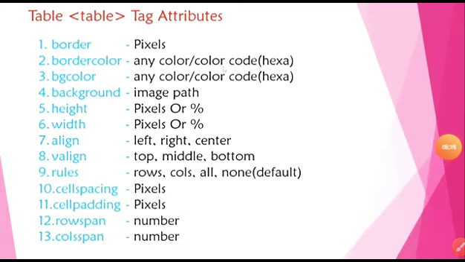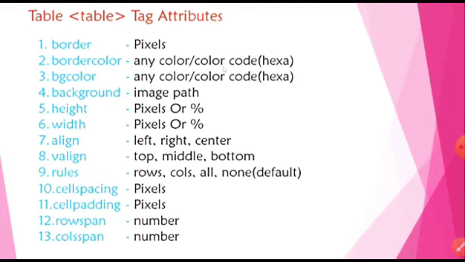After this, student, we find some tag attributes related to the table. First, border. Border is measured in pixels. It creates the border around the side of your table. Then we find border color, if you want to give a color to your border, it can be any color. And then BG color, if you want to fill the table with color, you can use the BG color attribute.